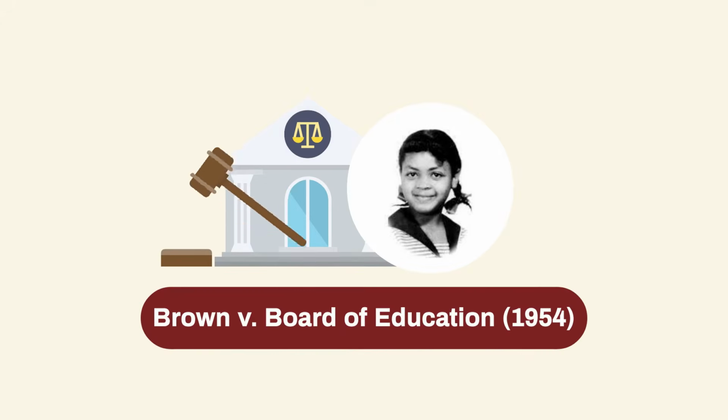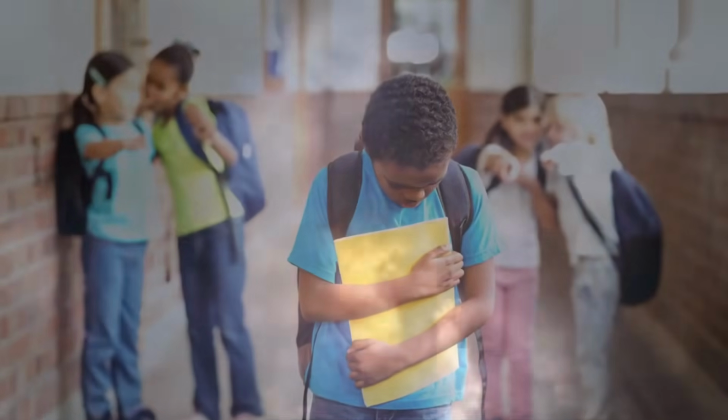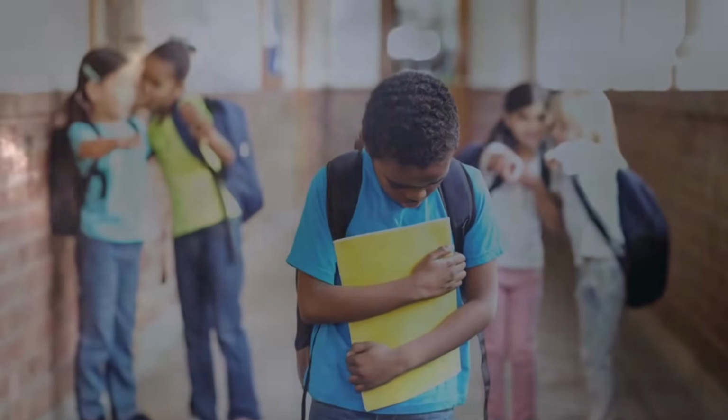Brown v. Board of Education, 1954. The court declared racial segregation in public schools unconstitutional. This overturned Plessy and became a major victory in the civil rights movement.